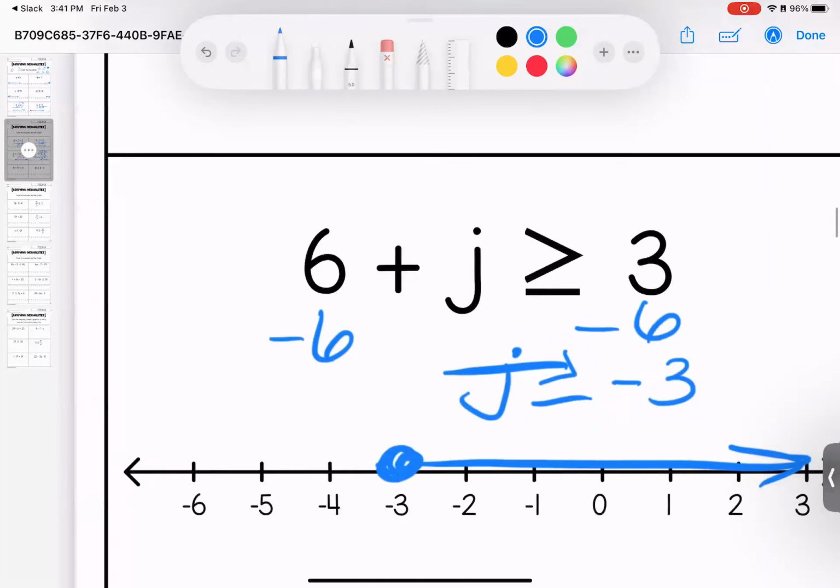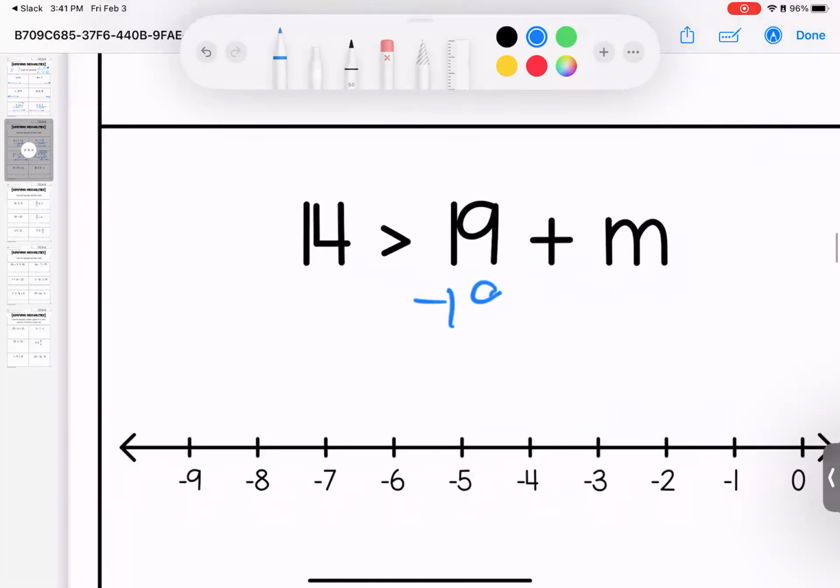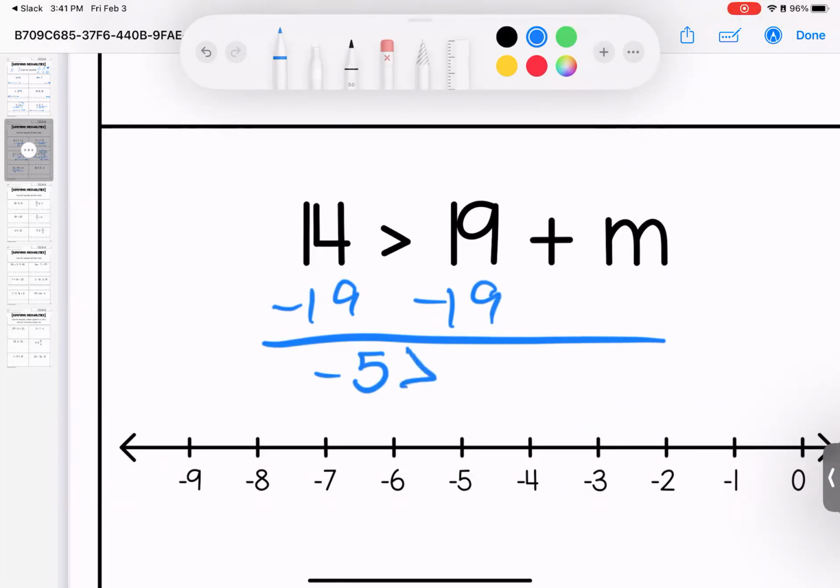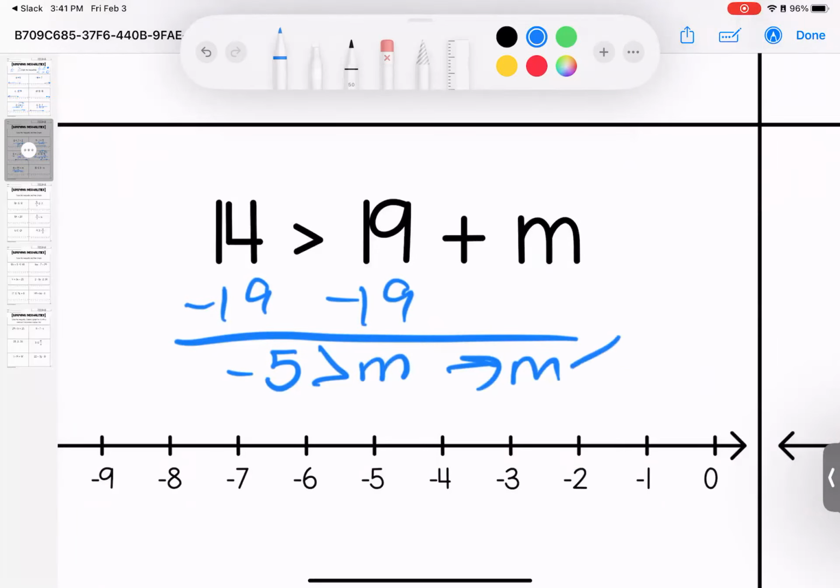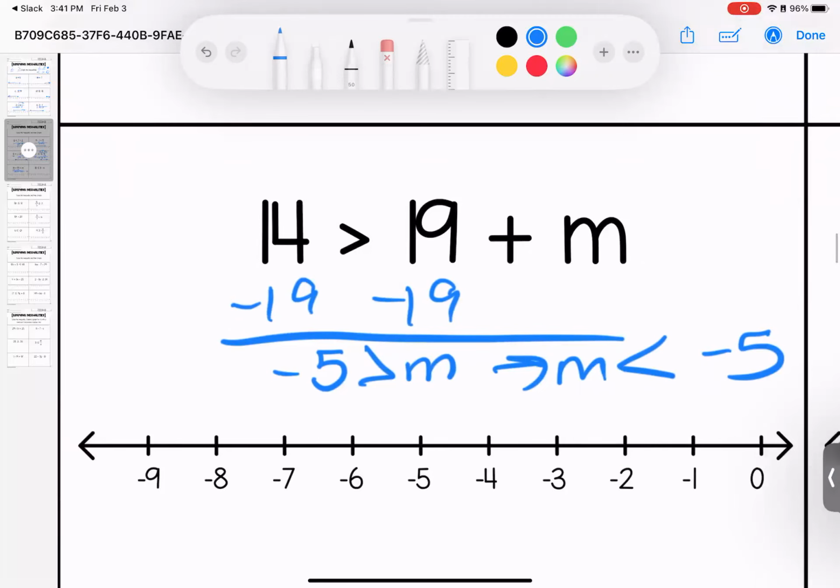Coming down here, I'm going to subtract 19 from both sides. When I do that, I get -5 is greater than M. But I'm going to switch them so that my arrow rule works. So I find my -5, I do my circle, and my arrow is going to go to the left.